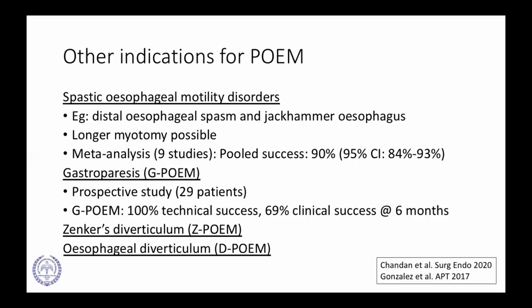Encouraged by the success that came with POEM for achalasia, people have adopted it for other conditions, one of which is gastroparesis, in which the pyloric sphincter is targeted. A study showed that a G-POEM had a clinical success of about 70% at 6 months. Similarly, variations of the POEM procedure have been used in Zenker's diverticulum and esophageal diverticulum, and these are called Z-POEM and D-POEM respectively.